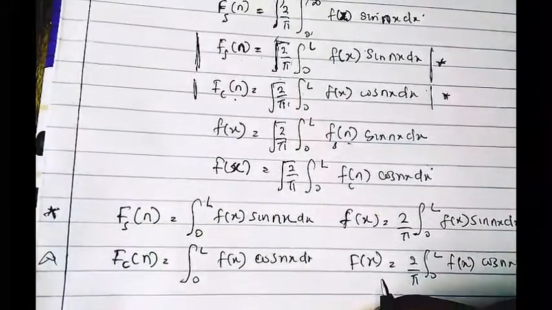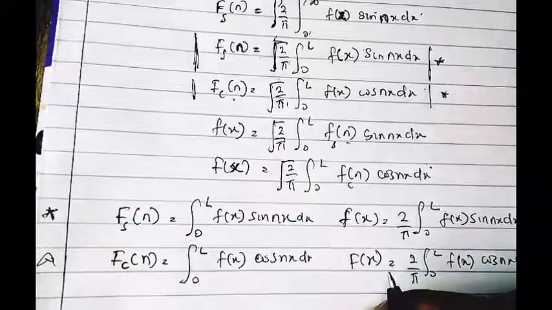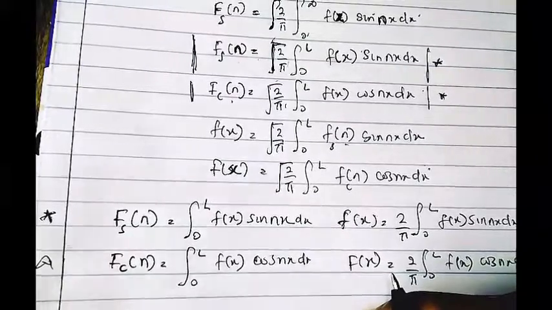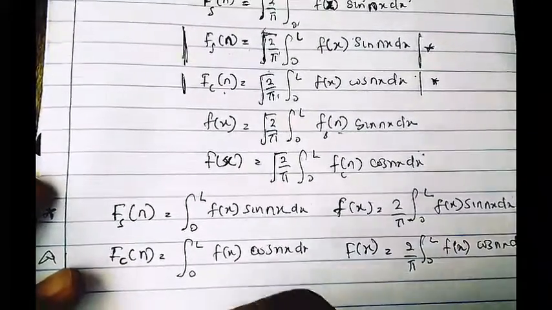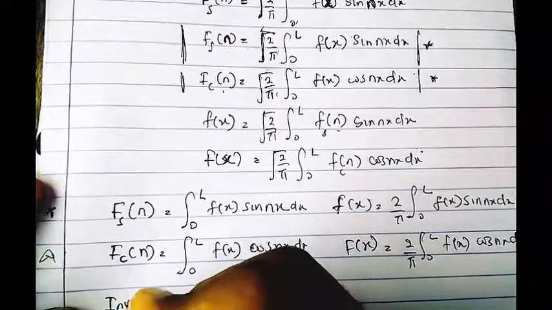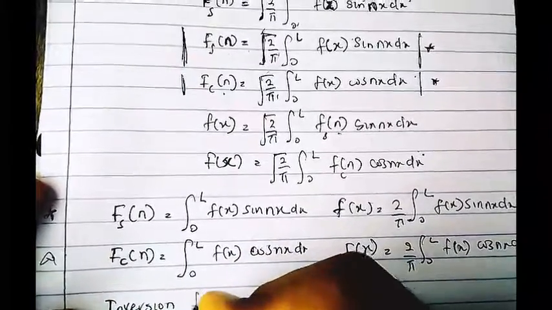Now this is what we call the inversion formula. The inversion formula is what we use to round up our solution to the PDE. So the inversion formula for x.